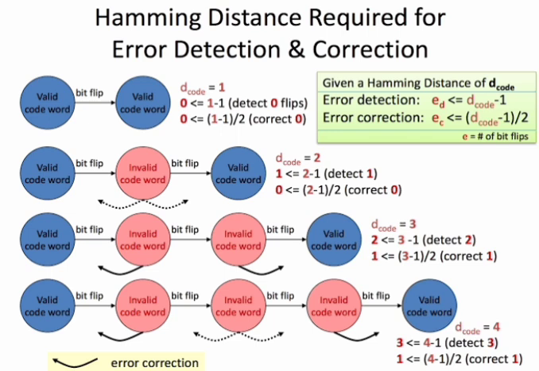Hamming codes. (n, k) linear block codes that have the following parameters are called Hamming codes. Block length or code word length n equal to 2 power m minus 1. Number of message bits k equal to 2 power m minus m minus 1. Number of parity bits n minus k equal to m, where m must be greater than or equal to 3.